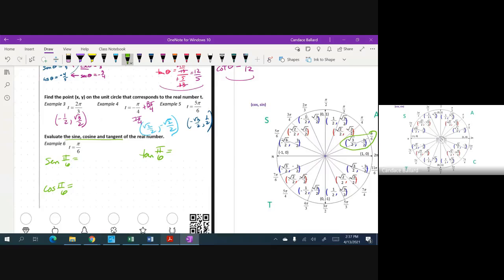Help me in the chat: is the sine the x coordinate or the y coordinate? I want to hear from everybody. I want to make sure you're understanding this.